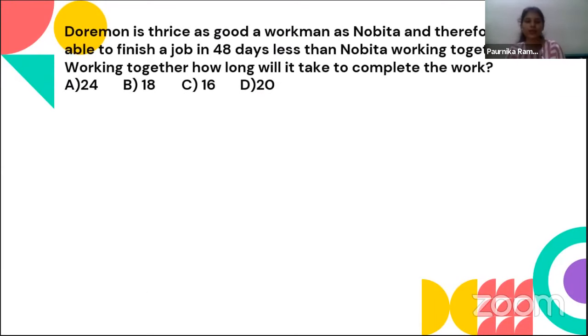Next is a similar question. This is a time and work question, but we solve it using the same ratio and proportion approach that we applied in the previous problem. So it is given that Doraemon is thrice as good a workman as Nobita.